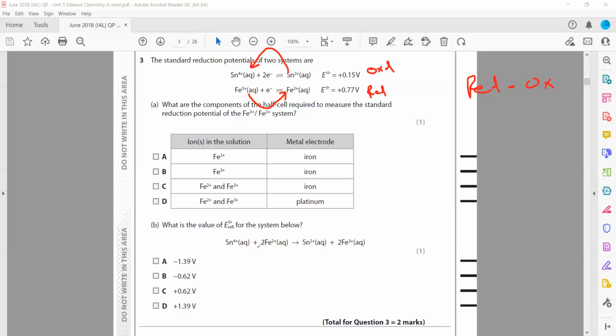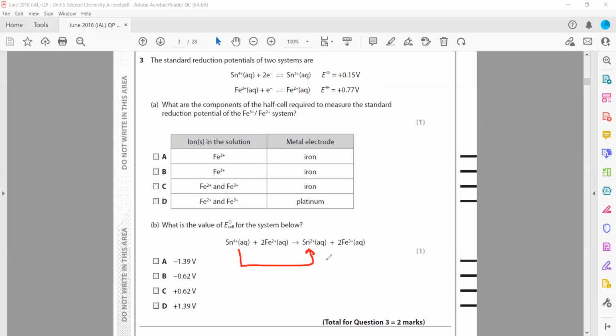But in the equation, for this reaction, we have to check if tin 4 converts into tin 2. If tin 4 converts into tin 2, we are not using the formula, because when we use the formula reduction minus oxidation, it will give an opposite answer, as the change is not according to the standards.